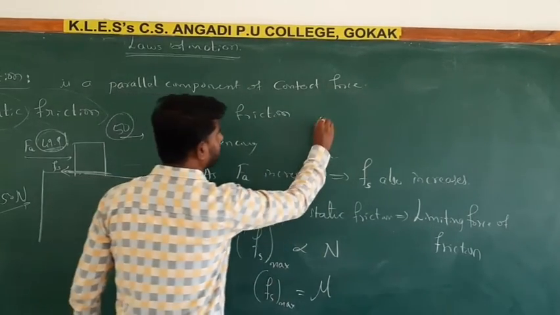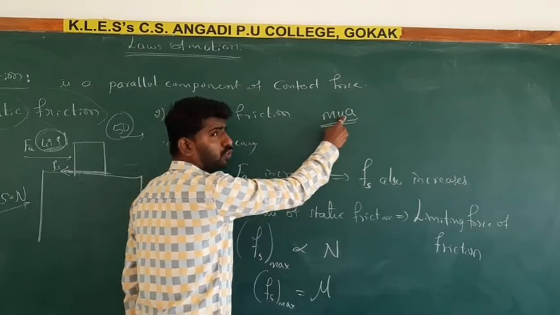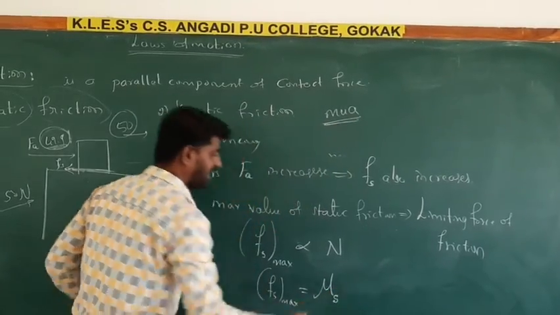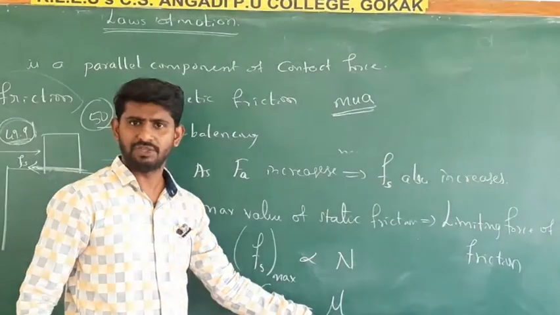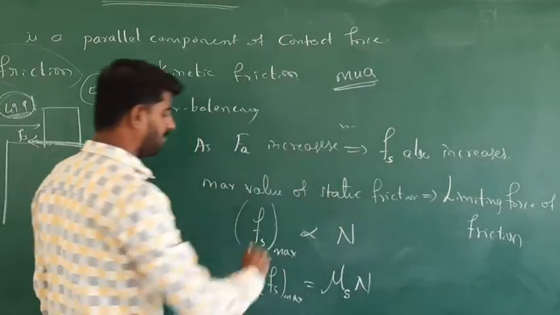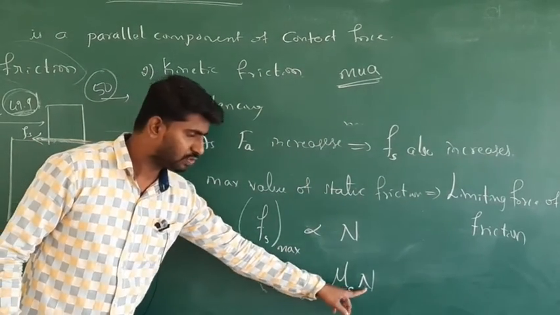How to pronounce it? You should read it as mu. So mu with the subscript s. S is for static. Okay, mu s into N. So it's a very important result. Maximum static friction is equal to mu s into N.